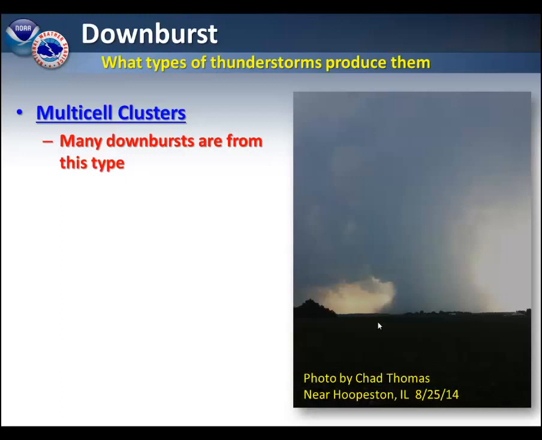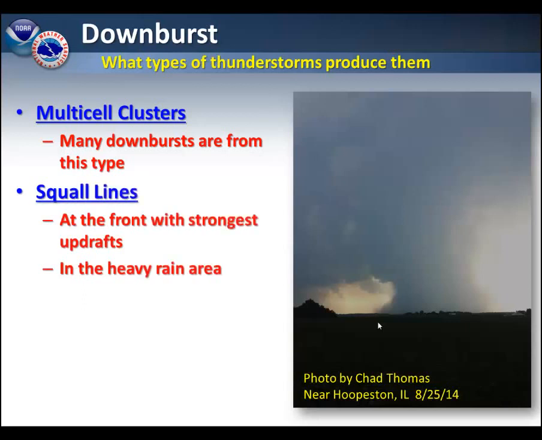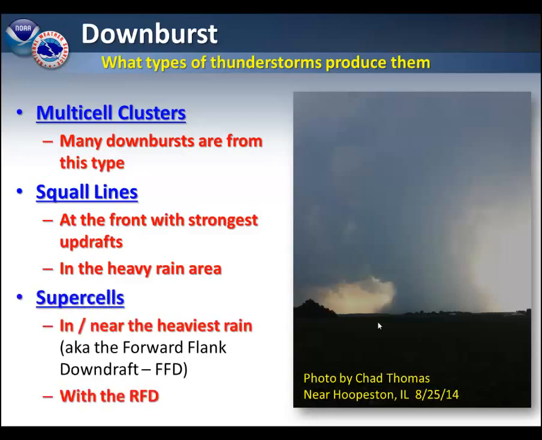Many downbursts are from multi-cell cluster type thunderstorms. However, they can also occur with squall lines at the front of the line with the strongest updrafts and in the heavy rain area. In addition, you can also see them with supercells in and near the heaviest rain, also known as the forward flank downdraft, and with the rain-free base with the rear flank downdraft.